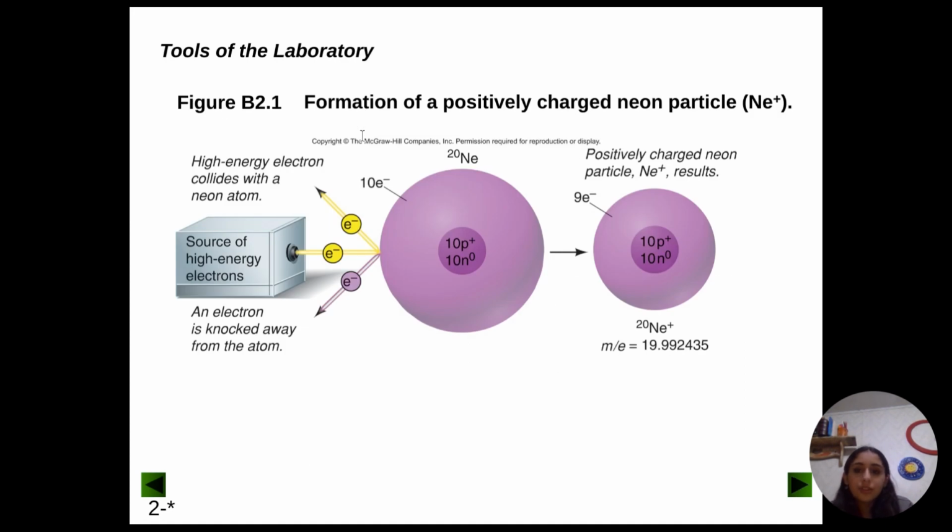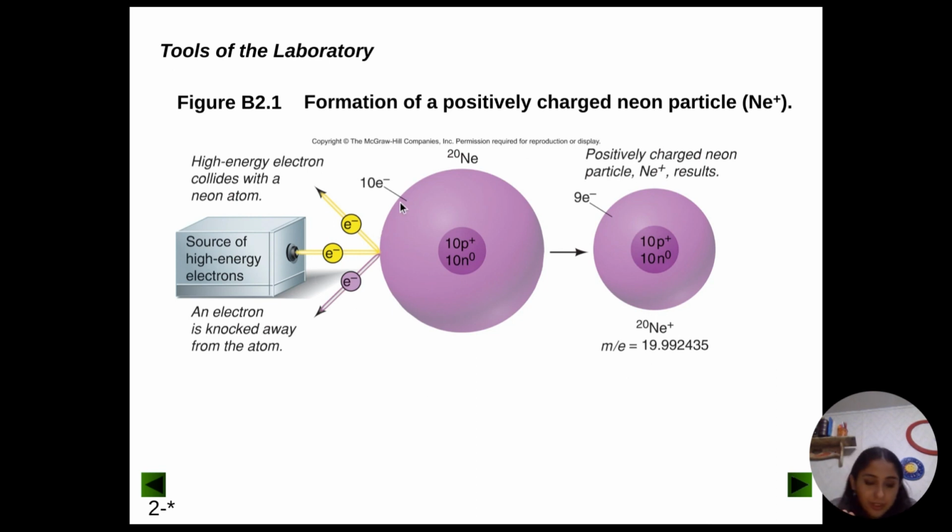Here it's showing how you can form an isotope. So here's a formation of a charged neon particle, which is positive. So here you see a high energy electron collide. So this here is your high energy electron and it's hitting your neon particle. It collides with the neon particle. And then your source of high energy electrons, I'm assuming this is being reproduced in a lab, so they have something like that. An electron is lost when this happens.